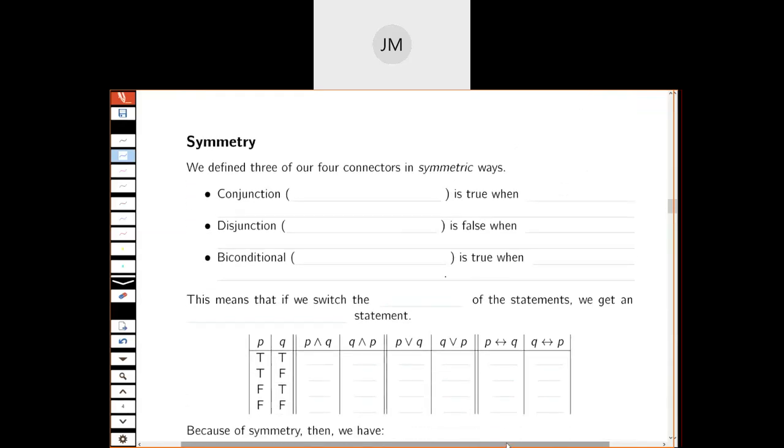Okay, so let's talk a little bit about symmetry. A conjunction, remember, was our and statement. We had more than one word for it, but I think and is our most common one. The symbol, right, was the arrow pointing up. Okay. It's true when both statements are true.